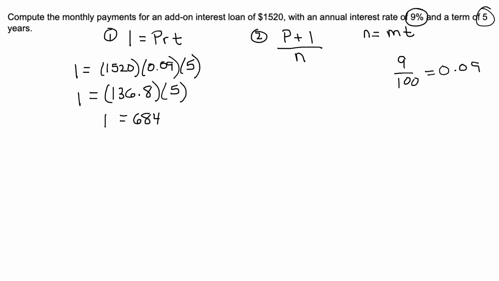So again, I is the amount of interest total. So to find the monthly payments, I'm going to add the principal to the interest and then divide by the number of compounding periods. This is step 2. So the principal was $1,520 plus the interest that I need to pay, which is $684, divided by the number of compounding periods. And remember, that is the number of times it's compounded a year times the number of years.